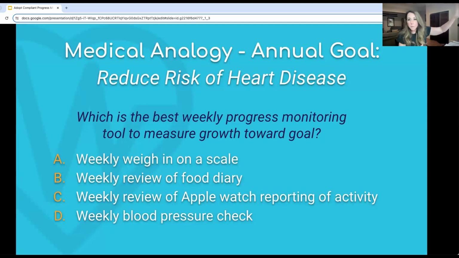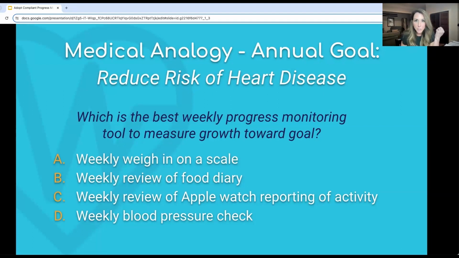So thinking about everything we just discussed, which of the following is the best progress monitoring tool to evaluate my progress weekly? Is it a weekly weigh-in on a scale? Is it a weekly review of a food diary? Is it a weekly review of Apple Watch reporting of activity? Or is it a weekly blood pressure check?